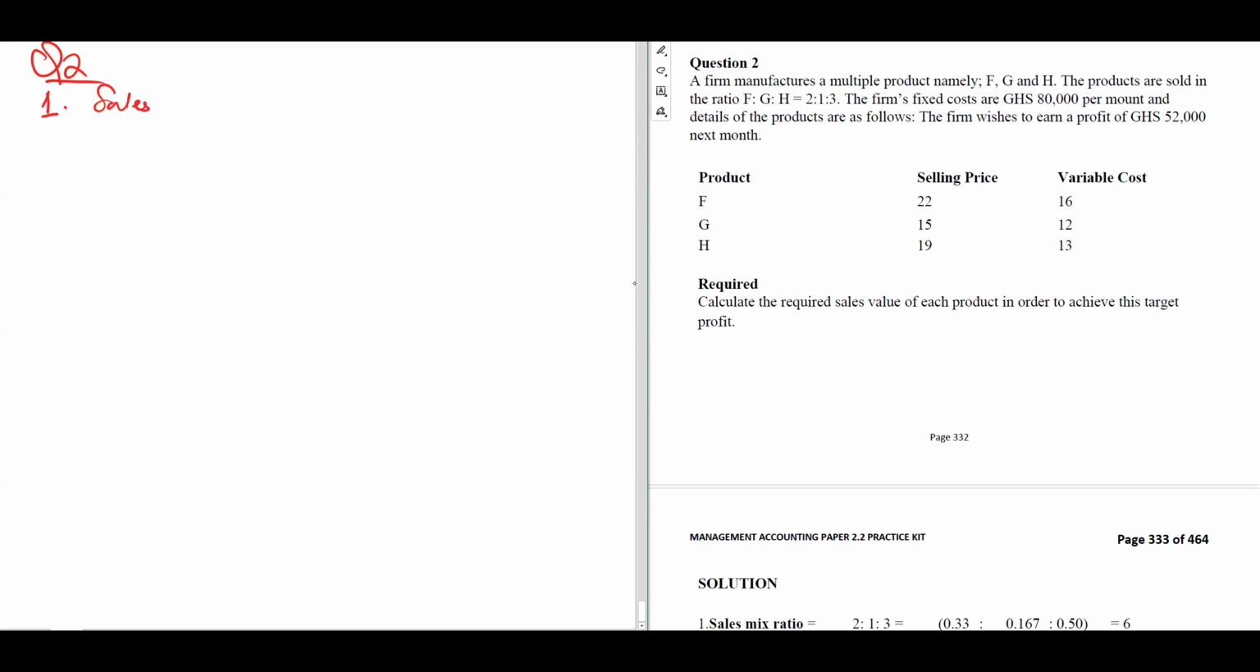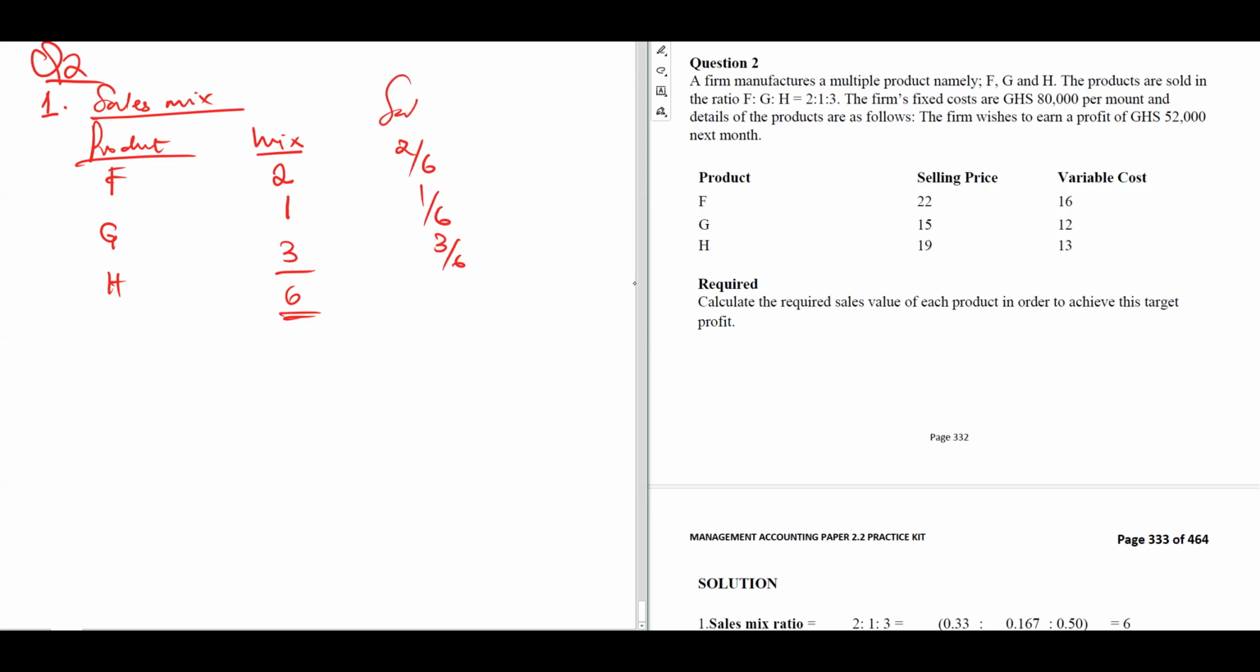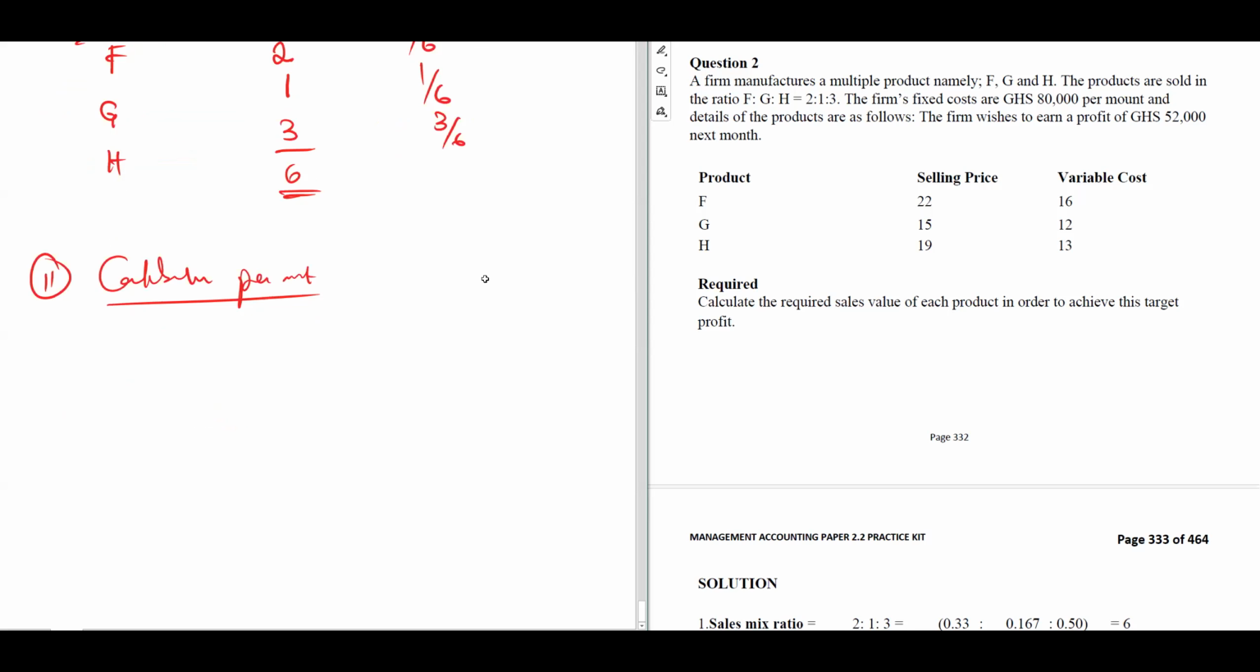What's the first step? We need to determine the sales mix, true or false? So what becomes the sales mix? We have product F, product G, and product H. Anytime we sell 2 of F, we sell 1 of G and 3 of H, making 6. So the sales mix is 2 out of 6, 1 out of 6, and 3 out of 6, right? I hope this question is now making it clearer. The next thing is to determine our contribution per unit.